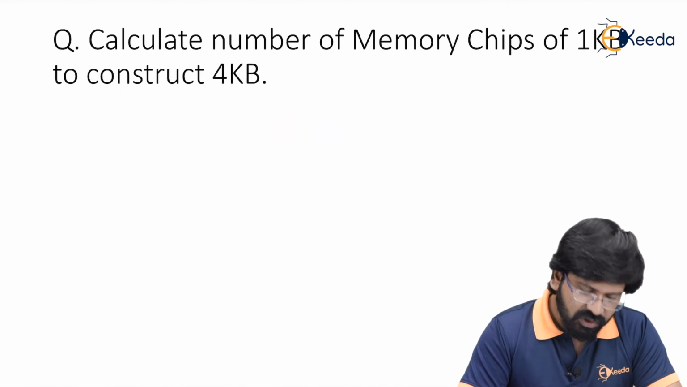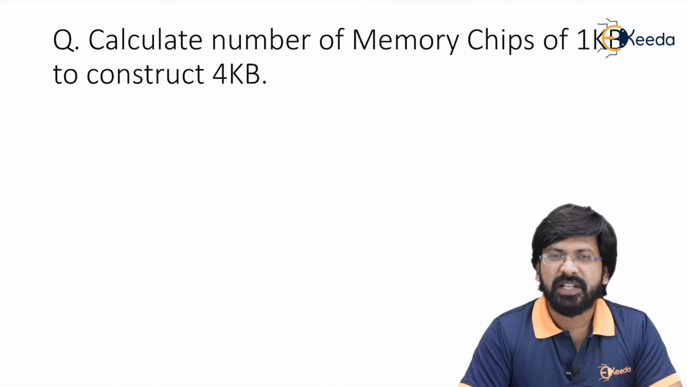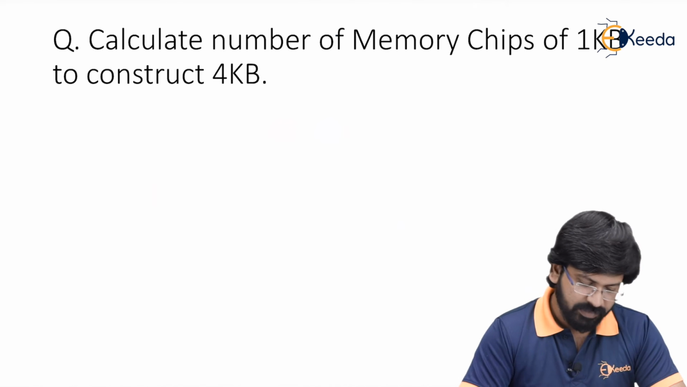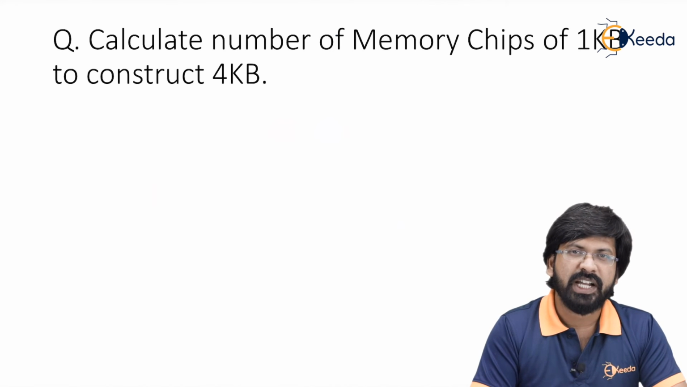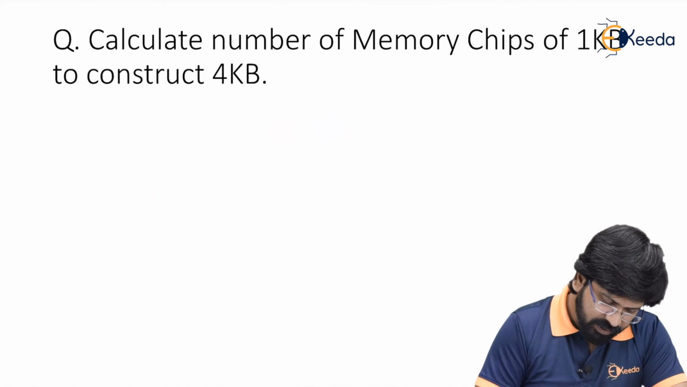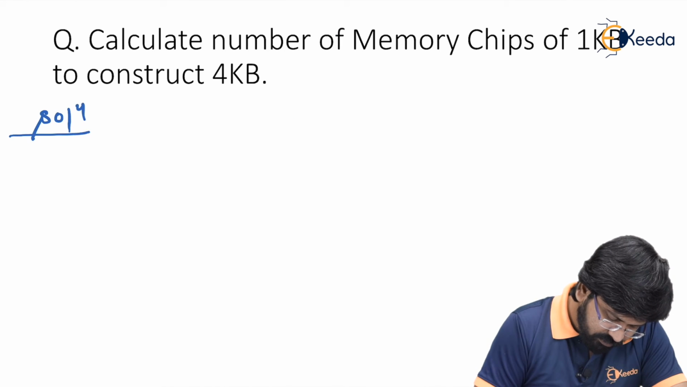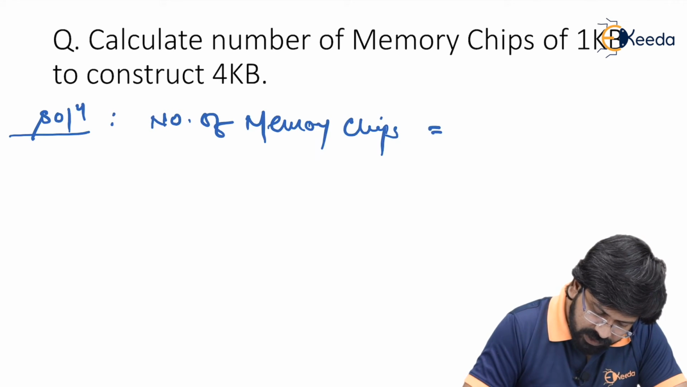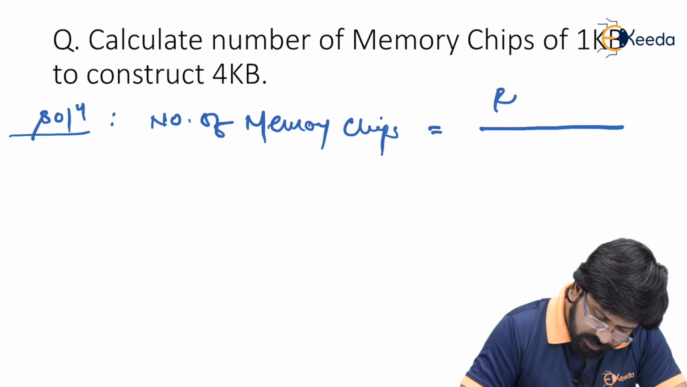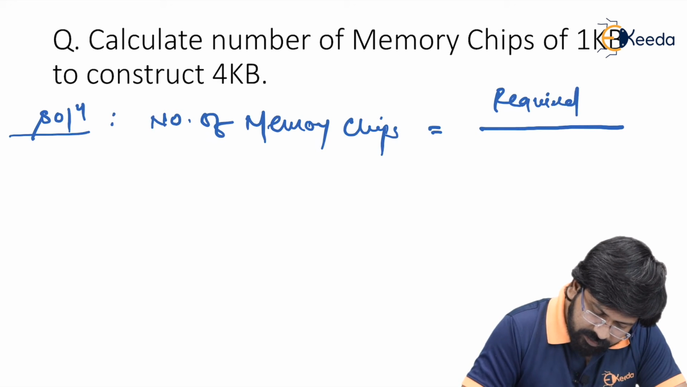Calculate the number of memory chips of 1 KB to construct 4 KB. Now this is quite a simple problem, but first of all I'll tell you the theory behind it: how to calculate the number of memory chips to derive a higher size memory by using a lower size memory. So number of memory chips is always written like this: required memory divided by given memory.